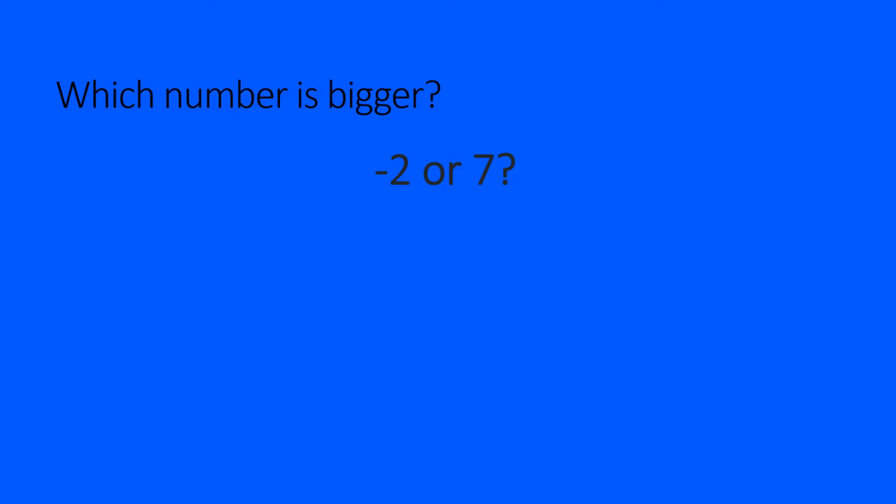So which number is bigger, -2 or 7? Right, 7. 7 is a bigger number because it is positive and it also has a bigger magnitude. Okay, so which number is bigger here, -9 or 3? Right, it's 3. 3 is smaller in size, but it's positive, and so it's bigger in value than -9.